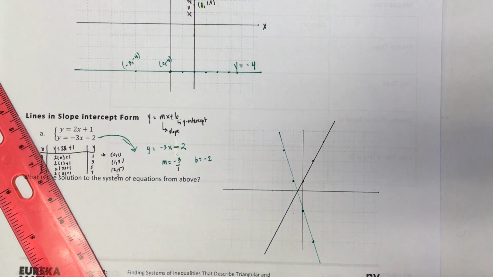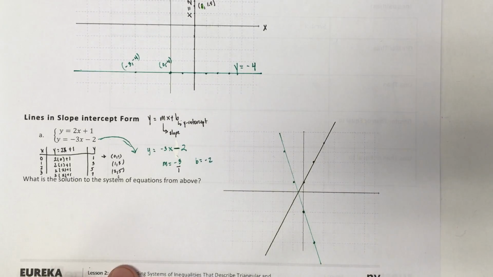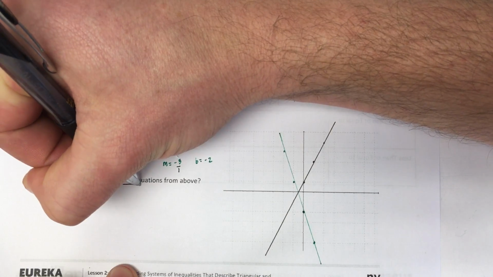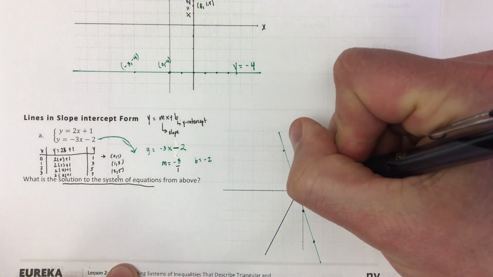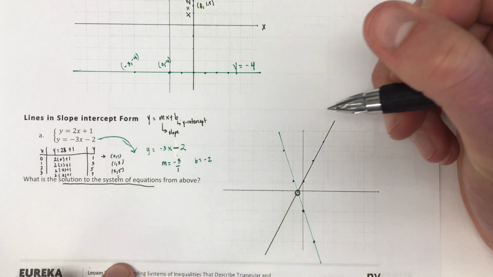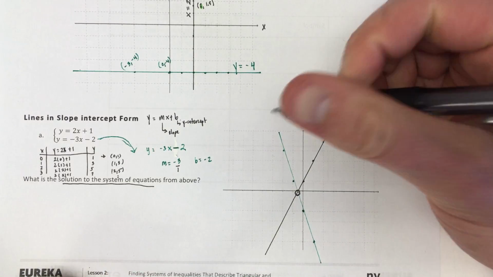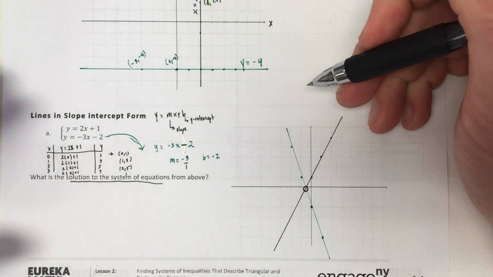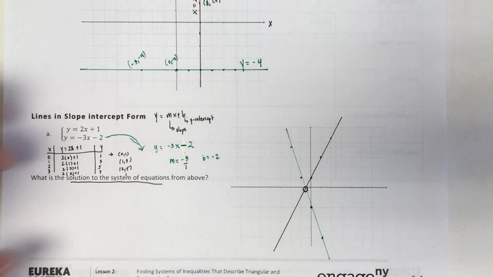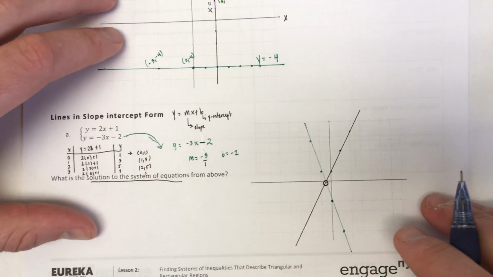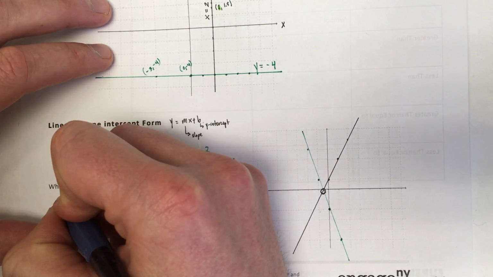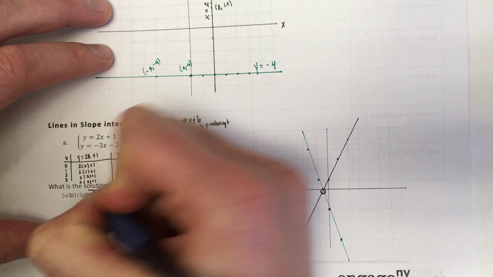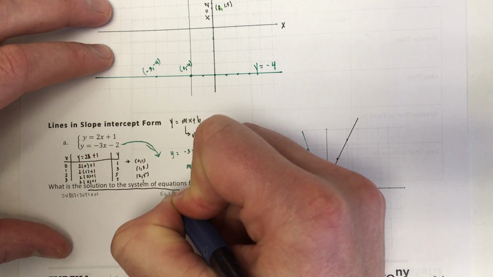Okay. Now the next question asks, what is the solution to the system of equations from above? And that's the spot where the two intersect. So right there. Now from this graph, it's really hard to see. And so I just want to remind you of two methods that you have to solve these algebraically. One being substitution, and one being elimination.